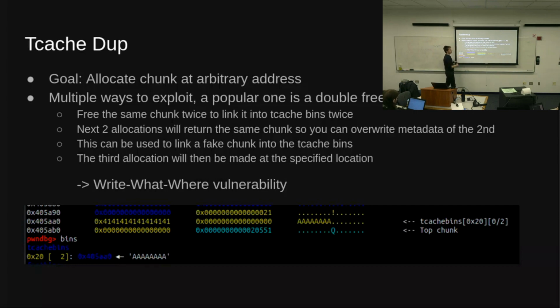So doing it with a double free, the general idea would be to free the same chunk twice, to link it into the tcache list twice. Then your next two allocations will be returning the exact same chunk. So you allocate once, and then you can overwrite the metadata, and then you allocate again. That's like the demo we did last class at some point. I'll do it again in a second. Let's just do the demo for this, it's probably easier.